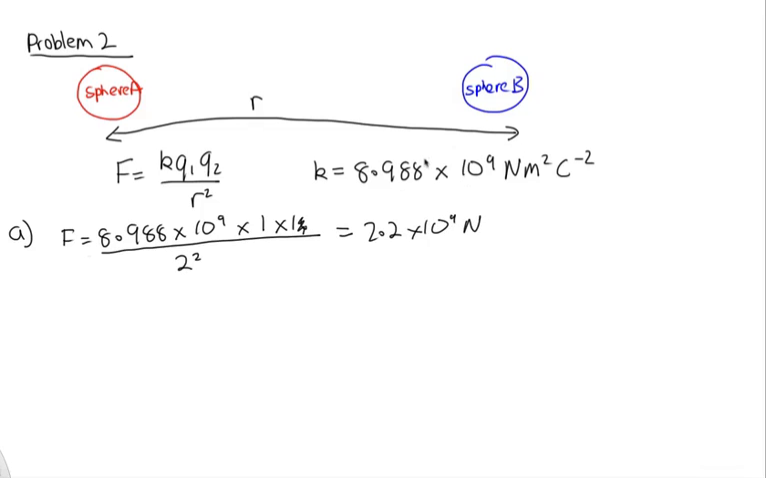Now what we have to do is work out whether it's attractive or repulsive. In this case, both these spheres are positive, and so there's a repulsive force between them because they have the same charge. So this is repulsive.